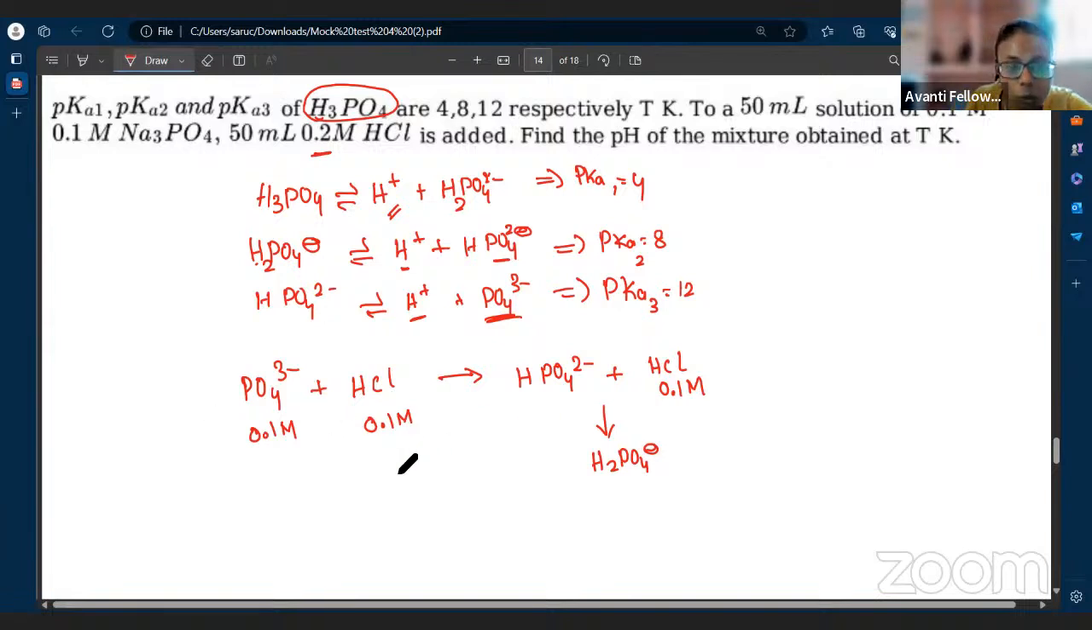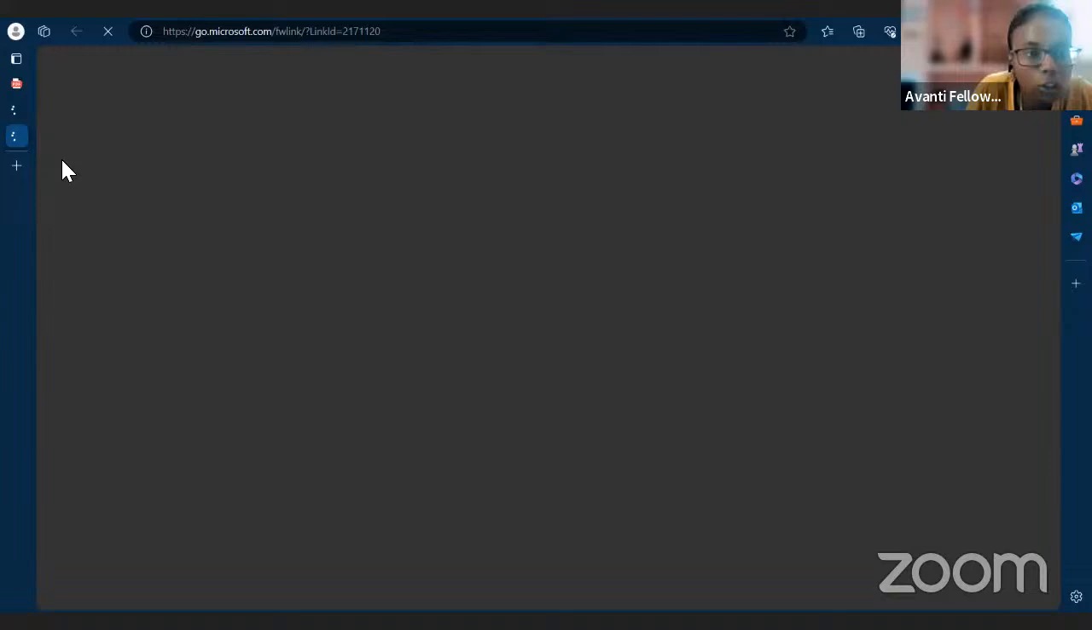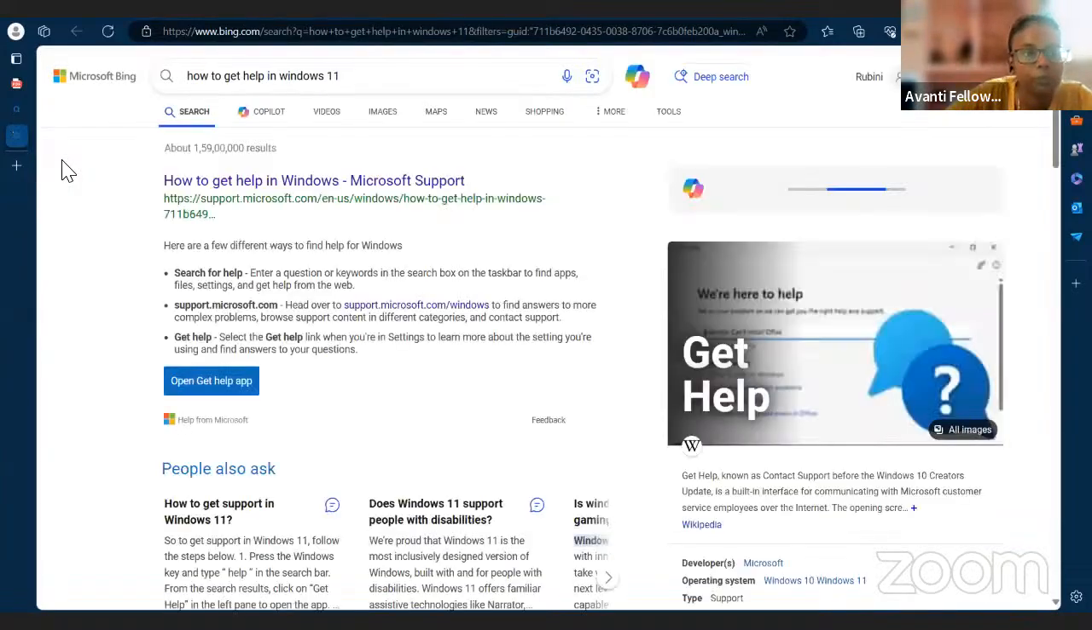Now we'll write the overall equation. PO4 3 minus plus 2 times HCl, the stoichiometric equation, gives H2PO4 minus. Now, what is given in the question? 0.1 M.